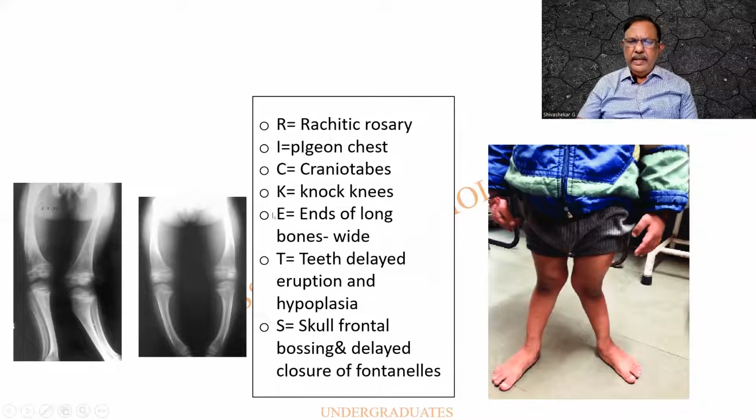And this again is a mnemonic. Rickets. R-I-C-K-E-T-S. So R for rachitic rosary, I for pigeon chest. The I comes over here. C for craniotabes, knock knee, end of long bones get widened, teeth get delayed in eruption, and hypoplasia develops, skull, fontanelle bossing, and delayed closure of the fontanelles.